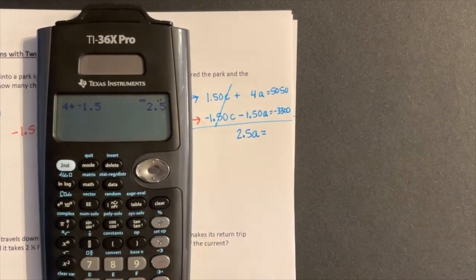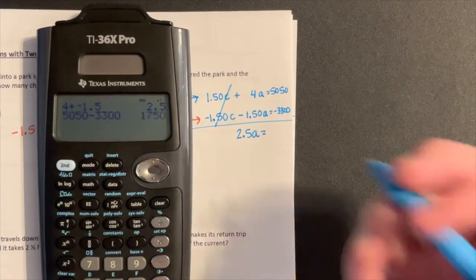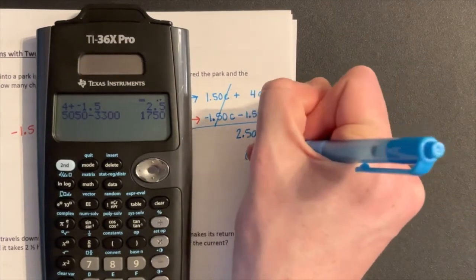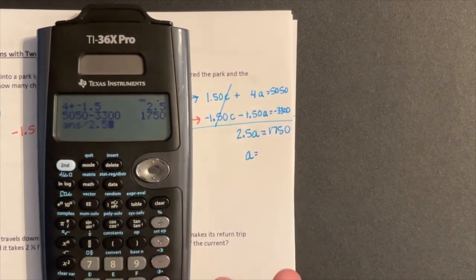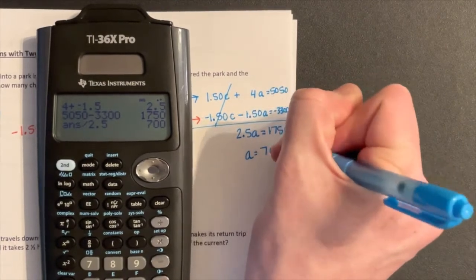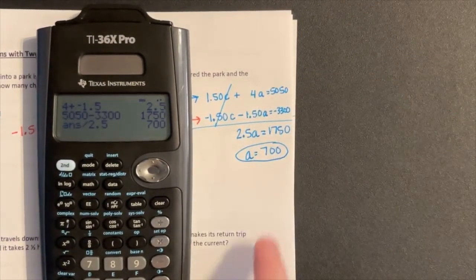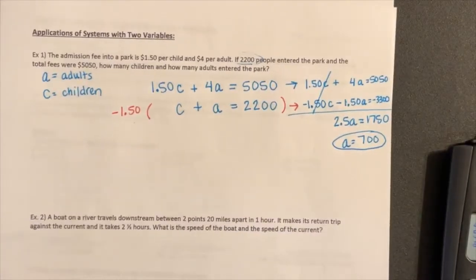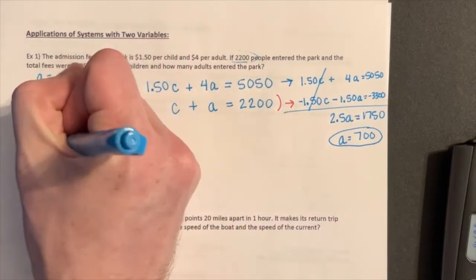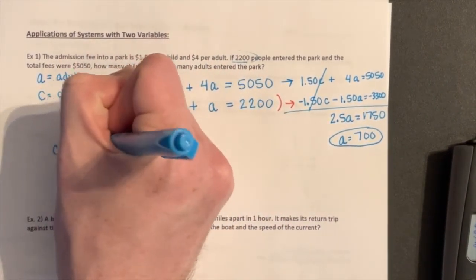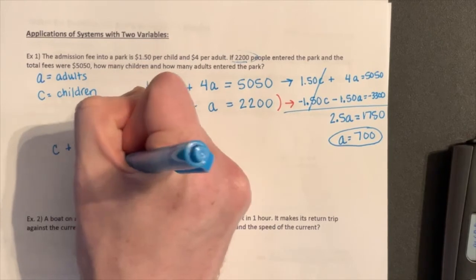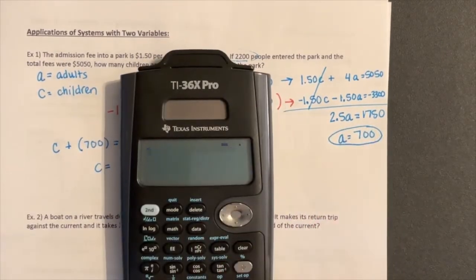A equals, and then 5,050 minus 3,300 is 1,750. We divide by 2.5, so 1,750 divided by 2.5 is 700. This means that they sold 700 adult tickets, or 700 adults came. Now we need to find out how many children were there. So C plus A, 700, should equal 2,200. And we can subtract. So 2,200 minus 700 is 1,500.